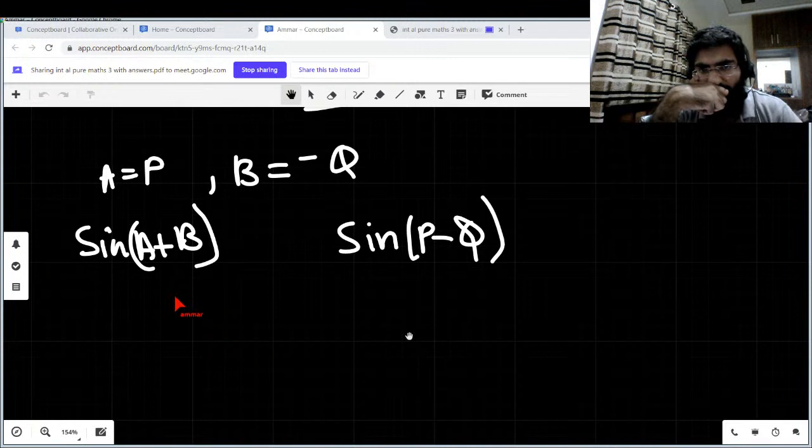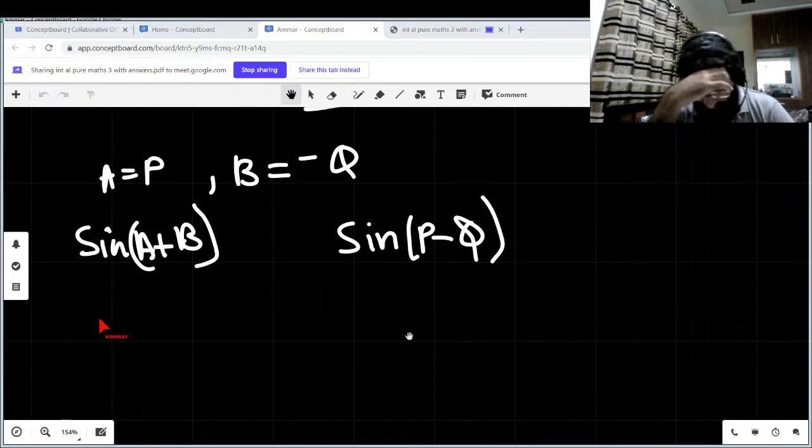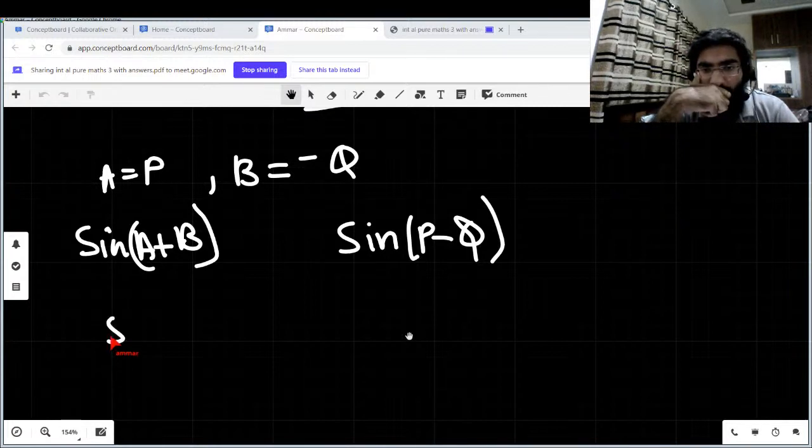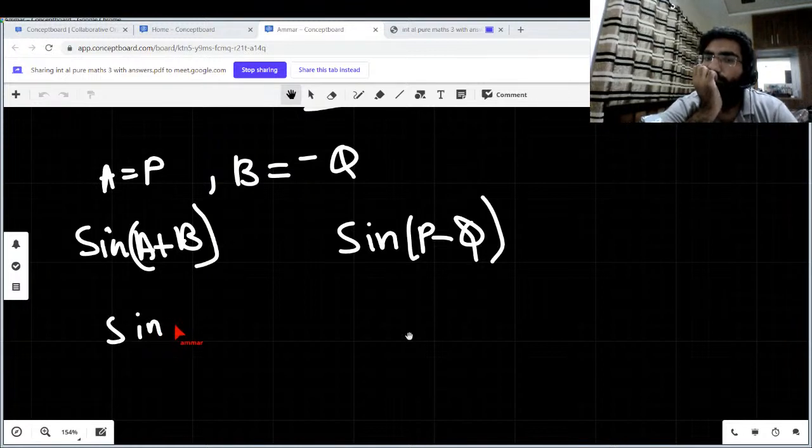Sine A plus B. Okay. Wouldn't you first simply expand sine A plus B? Now I'll just substitute, no? And first, then I'll expand. Okay. You first simply write sine A plus B, then expand using the formula of A plus B. I'd just rather do it this way. What is the sine P minus Q formula? Wait, let me try to do it myself without looking at the booklet.